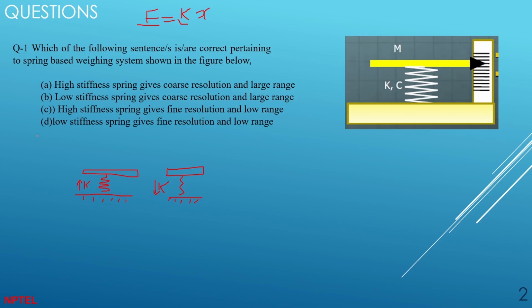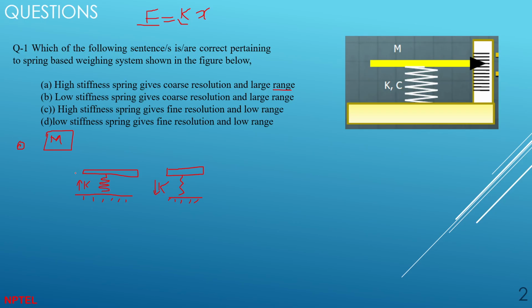First of all, let's look into range. Range is basically how much mass it can weigh. Suppose we have a small mass m and a capital mass M. So range is basically capital M minus small m. Suppose this is a high stiffness spring, and you put a smaller mass here. What will happen?